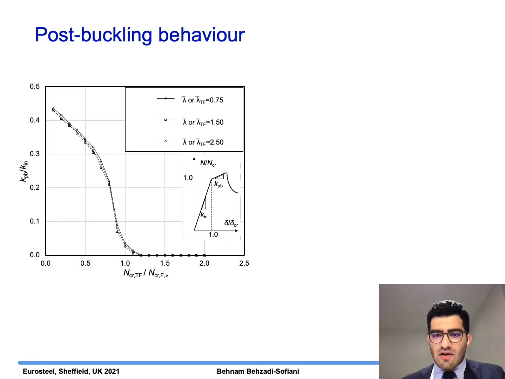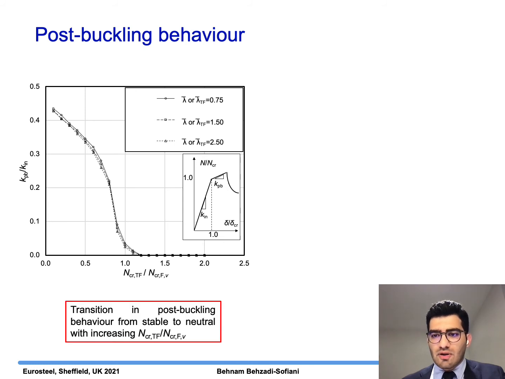The ratio of immediate post-buckling axial stiffness to the initial stiffness is shown. As the elastic buckling load ratio varies between 0 and 1, the post-buckling to initial stiffness ratio can be seen to reduce from 0.44, which corresponds to plate buckling, to 0, which corresponds to neutral post-buckling stability often associated with flexural buckling.